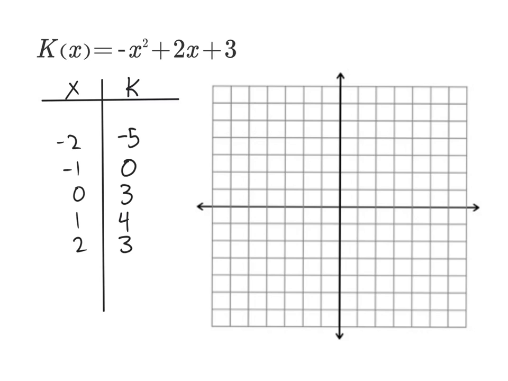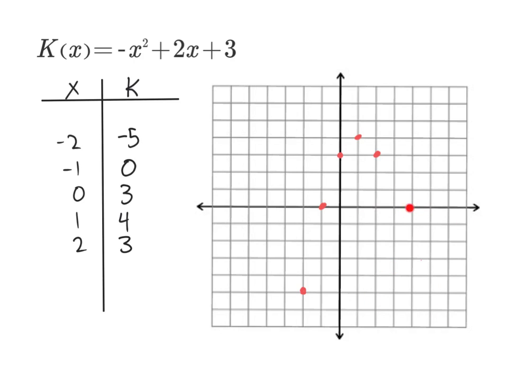Negative 2, negative 5 is right here. Negative 1, 0 is going to be right here. 0, 3 is right here. 1, 4 is right here. And then 2, 3 is right here. Now, if you notice, we kind of have a piece of what it might look like, but we need more information. I know what everything looks like over here. I want to know what it's going to look like over here on this end.